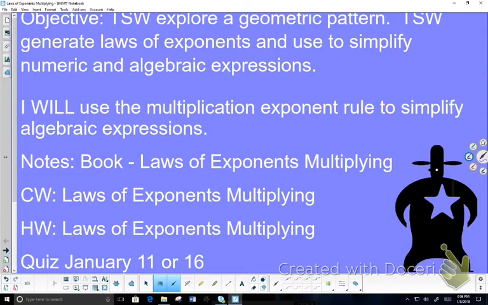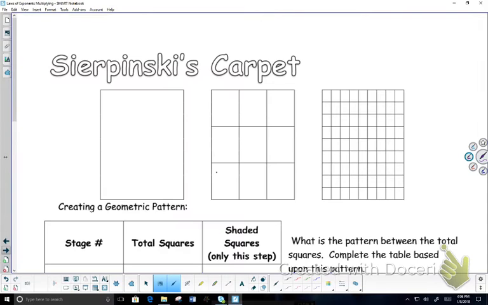And then the first quiz we're going to have is going to come up on either the 11th or 16th, depending upon if you're A or B. And that will be covering those ideas that we're working on now. It's going to involve the law of exponents for multiplying and dividing, and then also the geometric patterns and some exponentials that we're going to talk about.